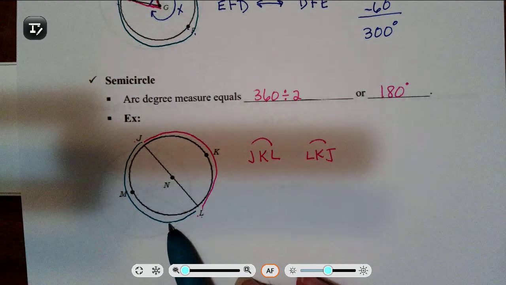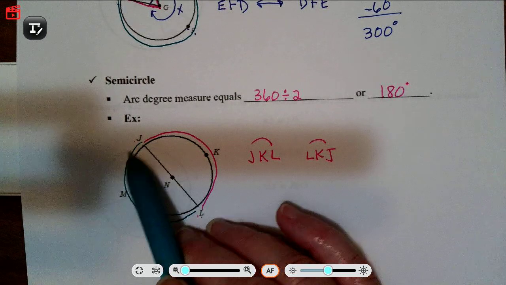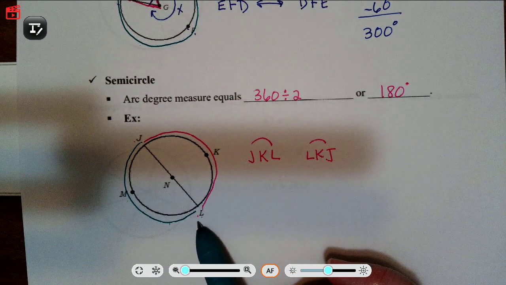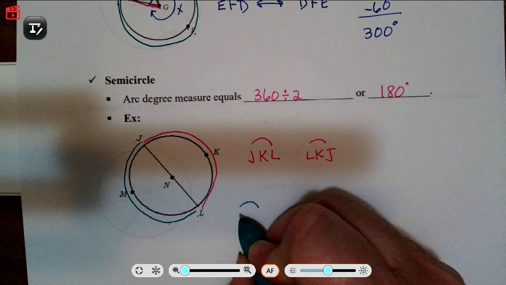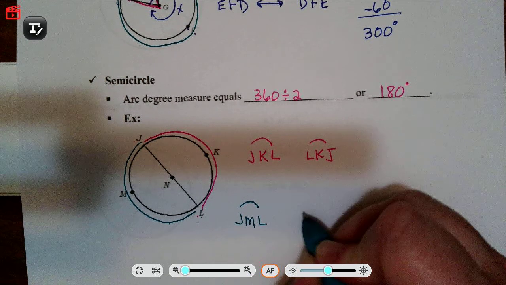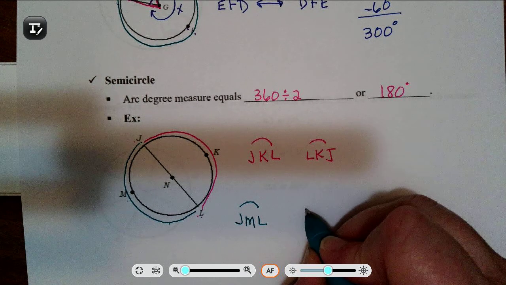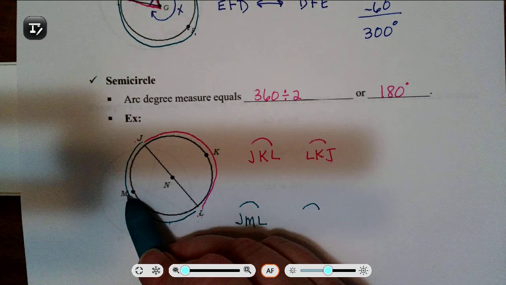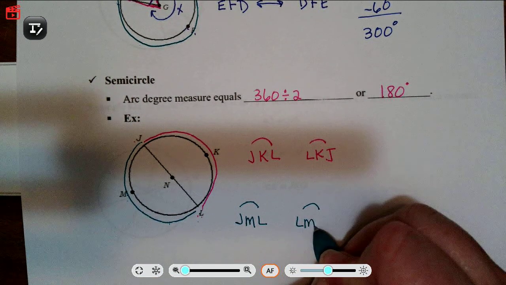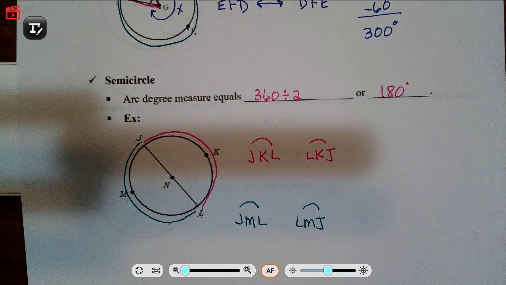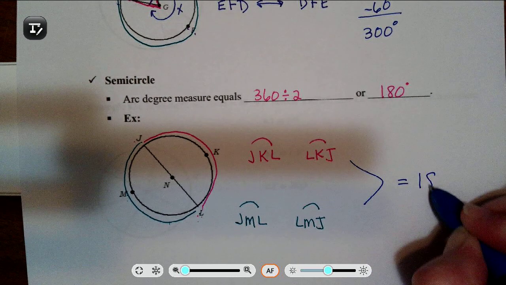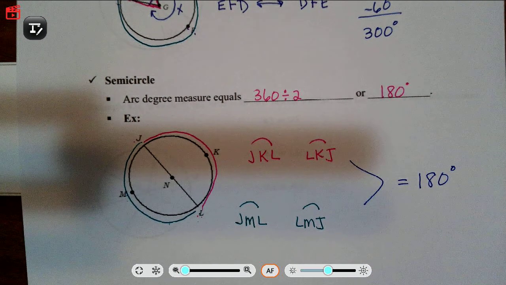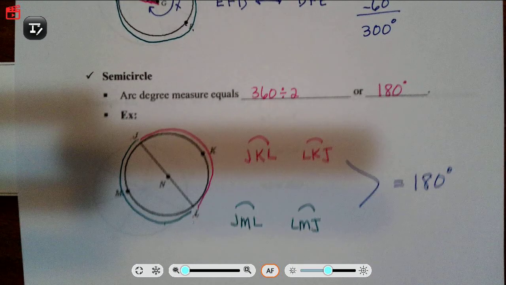If I'm looking at naming this semicircle, then again, where did I start? What point did I pass? And where do I end? So this one would be J, M, L, or I could call it L, M, J. No matter what, all of these are going to equal 180 degrees. They're half of a circle.